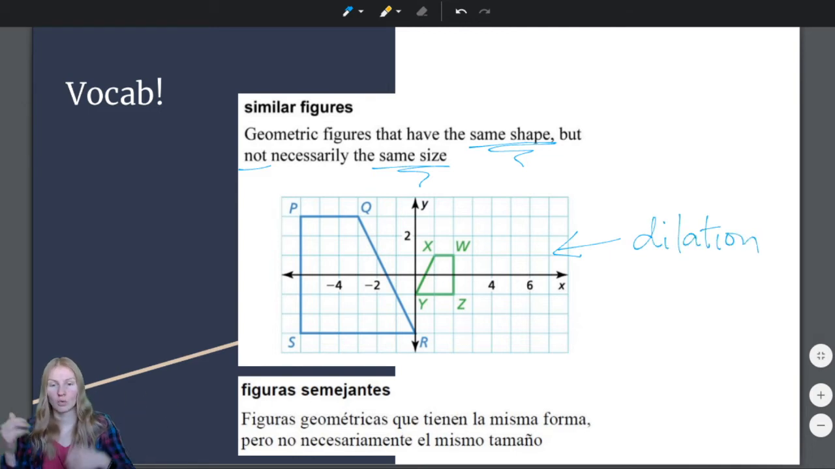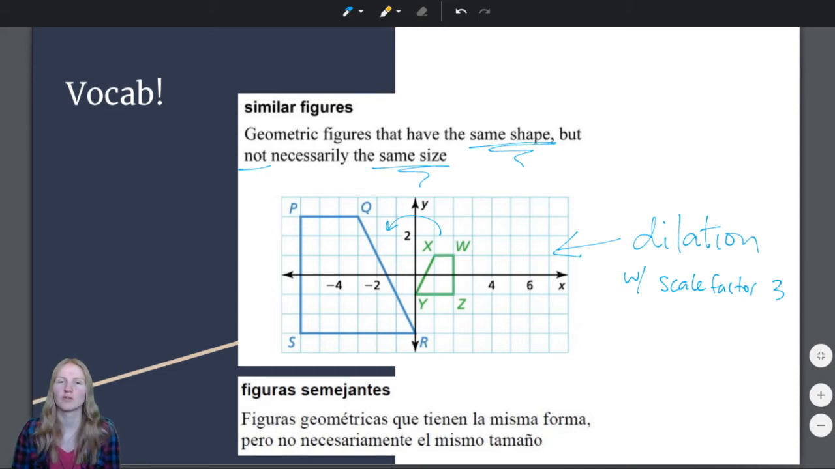This is a dilation. We took whichever one of these was the pre-image. It doesn't give us any primes or anything like that, so we don't know which one was the pre-image. But if I'm starting with the blue shape, I shrank it, and it looks like I reflected it as well. Yeah, I shrank it by a factor of 3. So I made it 3 times smaller, and I reflected it over the y-axis. And if I went from the green shape to the blue shape, I made it 3 times bigger. So the scale factor here would be 3.